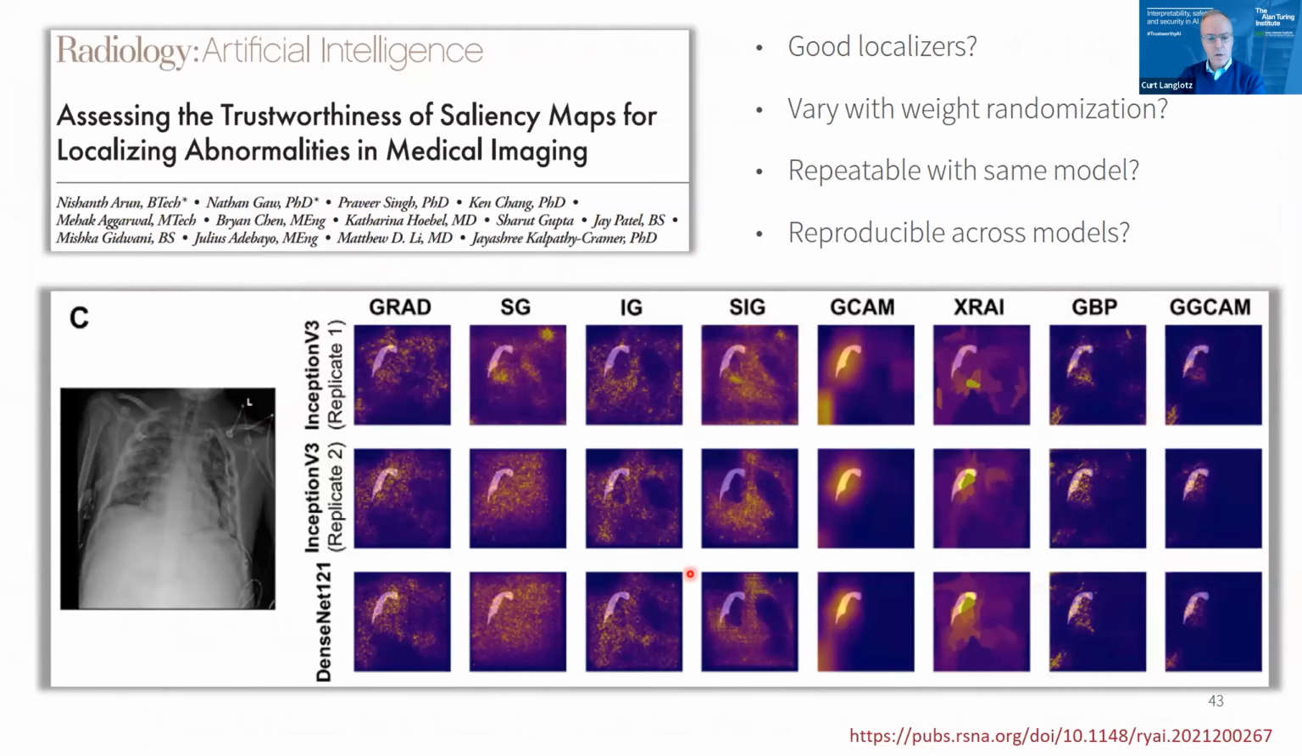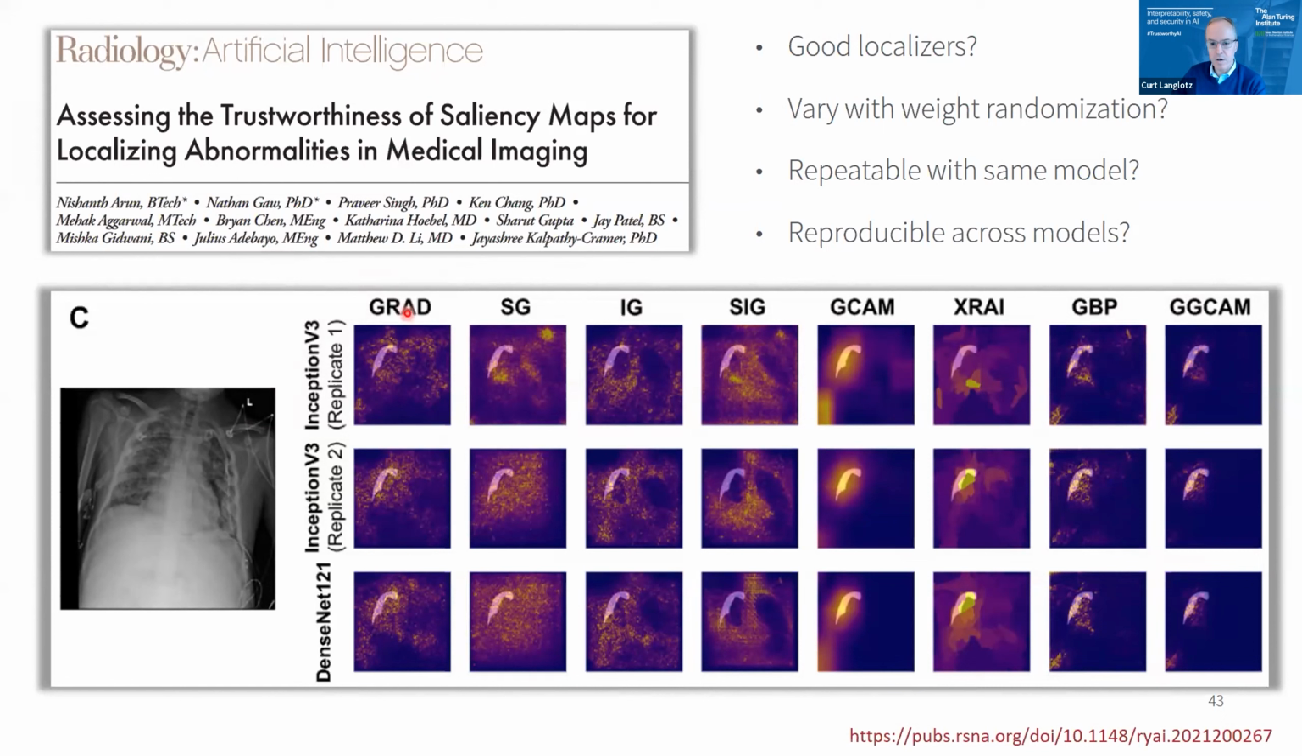Now getting to this issue of explainability and trustworthiness. This is a really nice article from Jayashree Kalpathy-Cramer's lab at Harvard, looking at these typical methods, the heat maps that I've been showing you, and whether they reliably show us what data the algorithm is using to make its conclusions. Do these algorithms localize well? Do they vary depending on how the machine learning model's initial weights are randomized? Is it even repeatable with the same model? Is it reproducible across models?